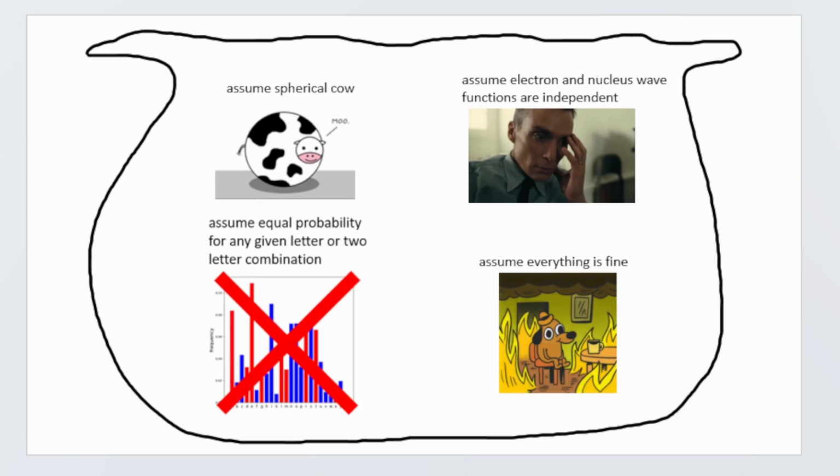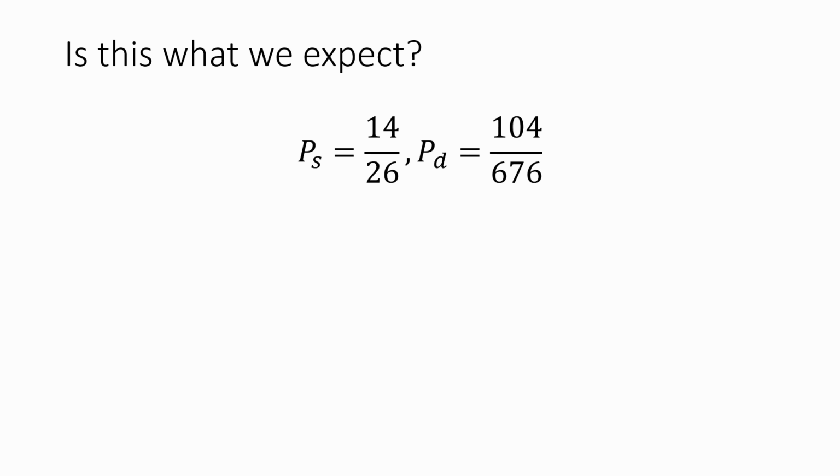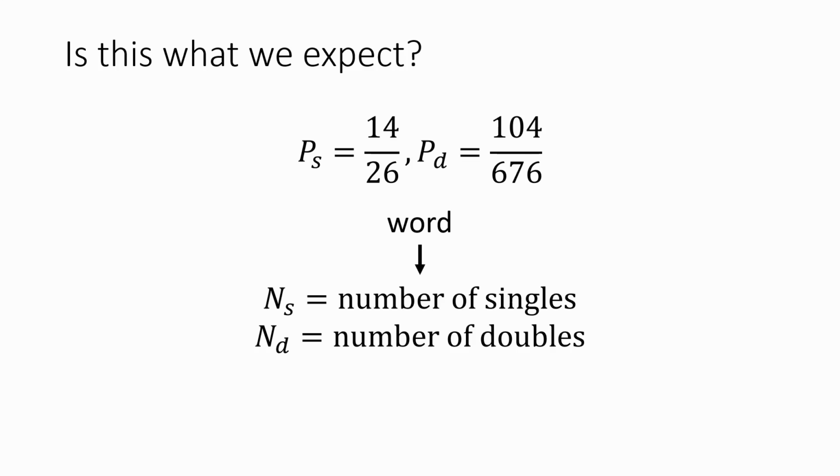So we can reach into our bag of assumptions and pull out assume equal probability for any given letter or 2-letter combination. Making this assumption allows us to calculate the probability of a single being valid by just counting up all the singles we have and dividing by the total, and same for the doubles. And what we will do is we will take our word and we will decompose it into a number of singles and a number of doubles. We will call this a decomposition naturally, and we can use that decomposition to calculate the probability.